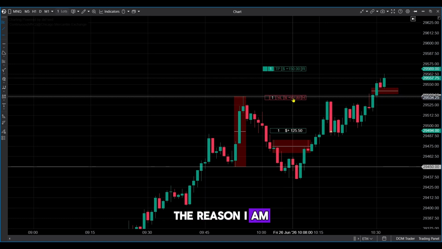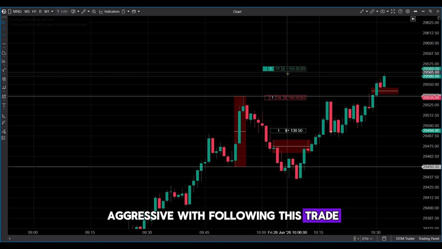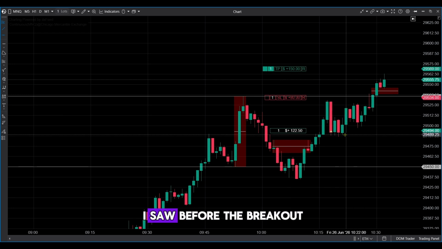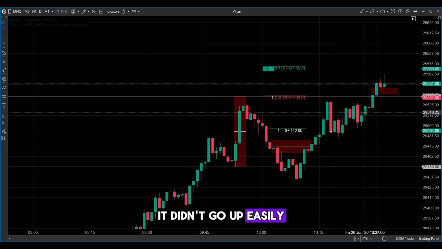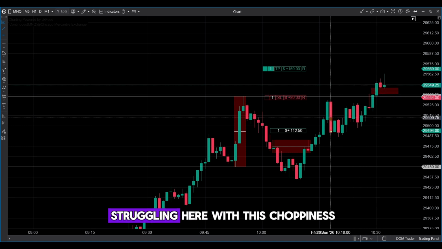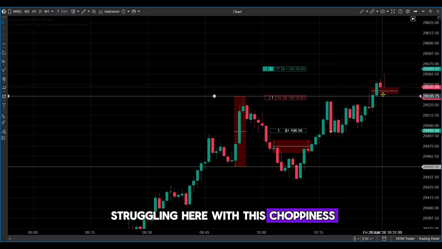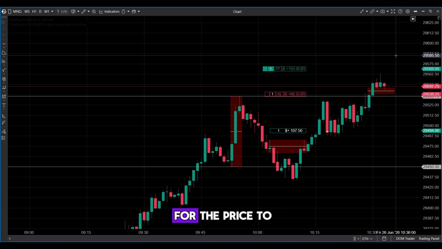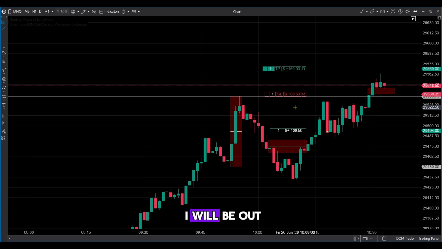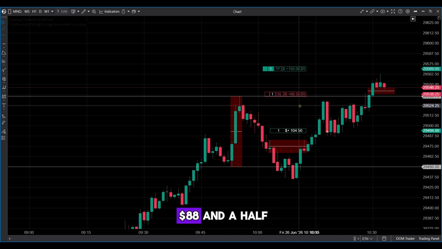The reason I am aggressive with following this trade is because of what I saw before the breakout. It didn't go up easily. It went up struggling here with this choppiness. If the mean threshold holds, there is still a chance for the price to go higher. If it doesn't, then I will be out of this trade with $88.50.